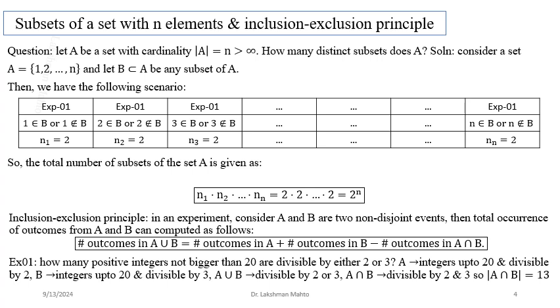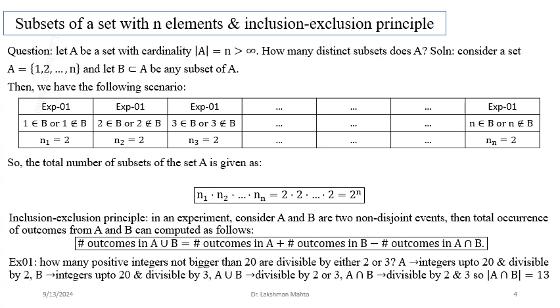So the question is: how many positive integers not bigger than 20 are divisible by 2 or 3? When 'or' is coming, by default, union kind of things are there. So how will you solve it? How will you find the count? Here 2 and 3 are the basic things. You can define one event A: integers up to 20 divisible by 2. Here we are talking about positive integers, not negative integers. And B is integers up to 20 divisible by 3. And A union B is integers up to 20 divisible by 2 or 3.